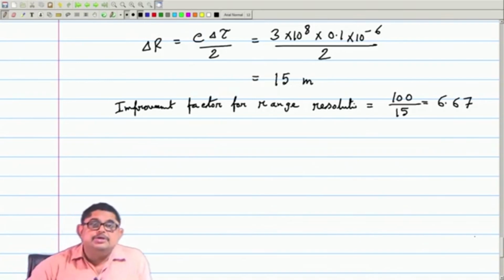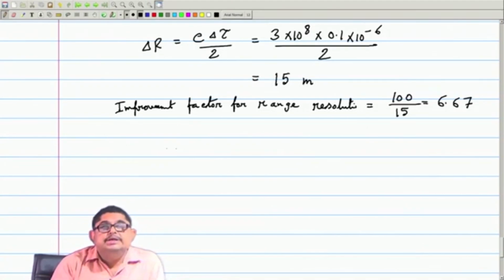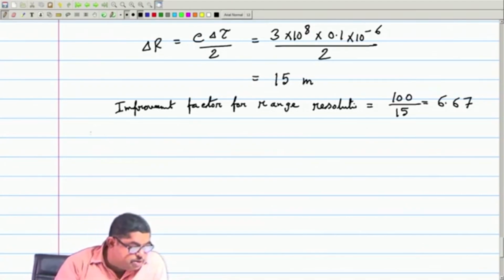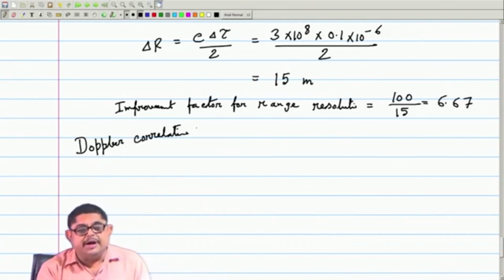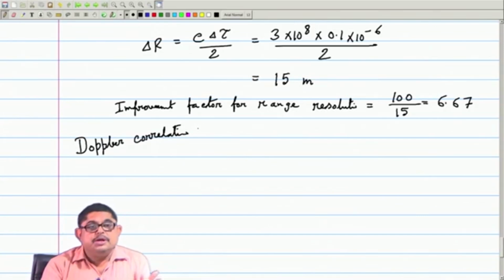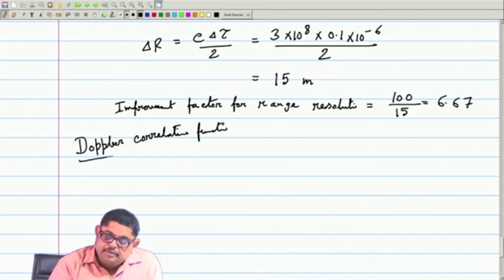Now, what happens to the Doppler resolution? There we will see that this method is not very suitable. So, let us do that. So, what is the Doppler correlation function? Because we have the expression for the ambiguity function. In the ambiguity function, if we put delay equal to 0, that will be the Doppler correlation function. So, let us see what that is.